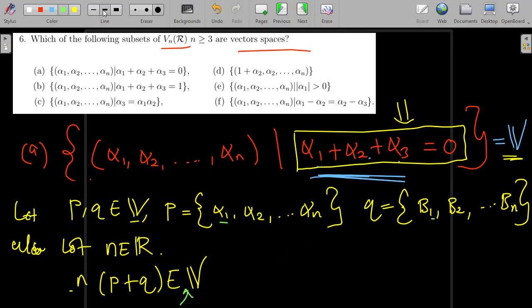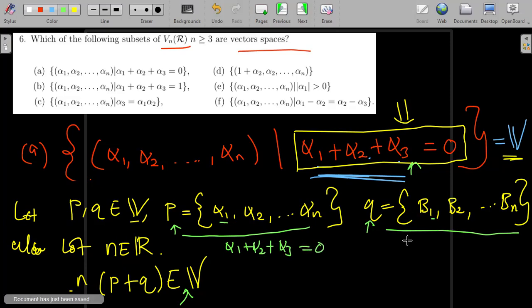Okay, so if we are saying that P is given by this and Q is given by this, for this vector P and for this vector Q to be a member of this set, then this condition on top should be satisfied. So if I have my P like that, then it means that alpha 1 plus alpha 2 plus alpha 3 should be equal to 0. And then here, beta 1 plus beta 2 plus beta 3 should also be equal to 0. So now I can prove this.